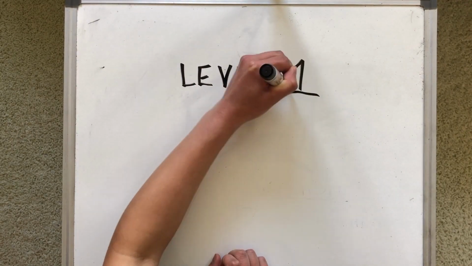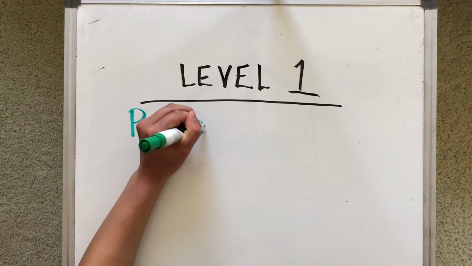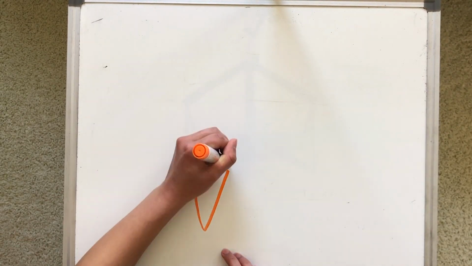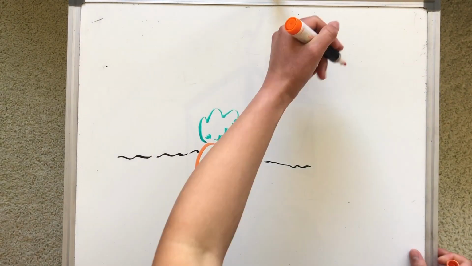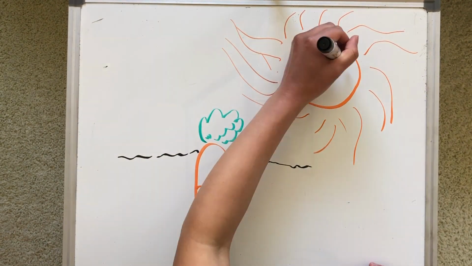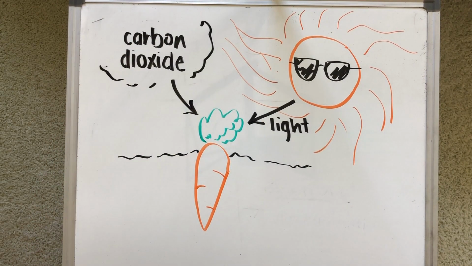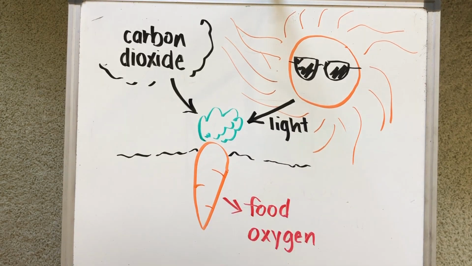Let's dive deeper into the levels of our food web, starting with level 1, our primary producers. Our carrot is an example of a primary producer. It takes light and energy from our cool-looking sun, as well as carbon dioxide from our air, to create its own food, as well as some oxygen.